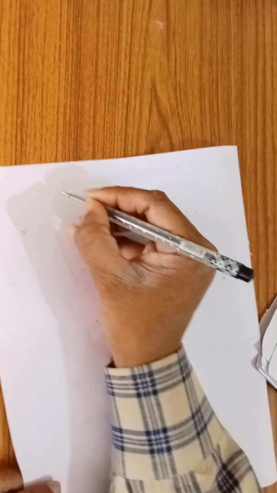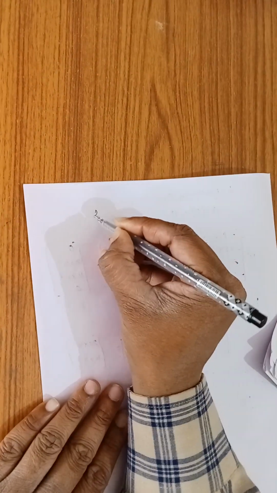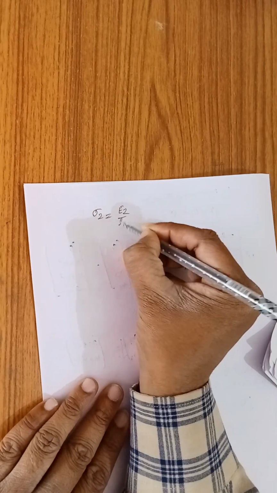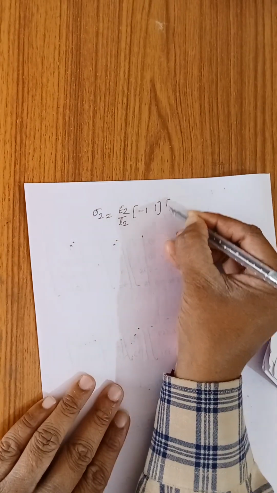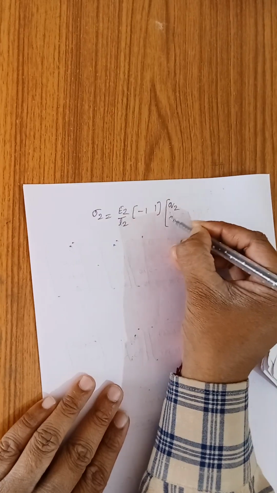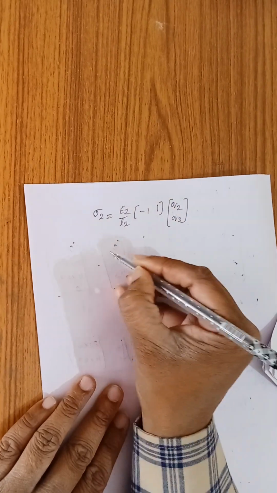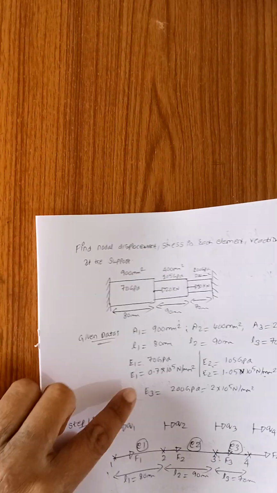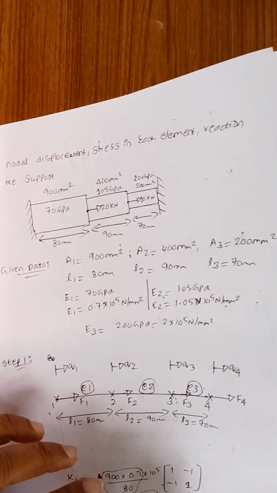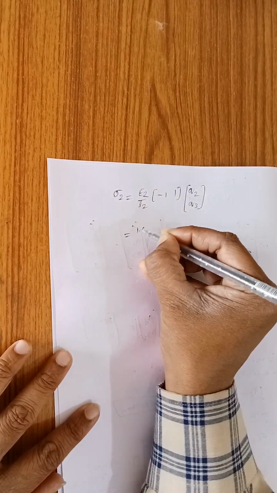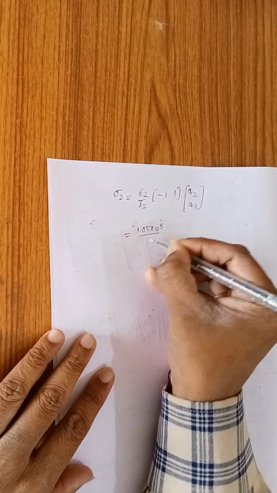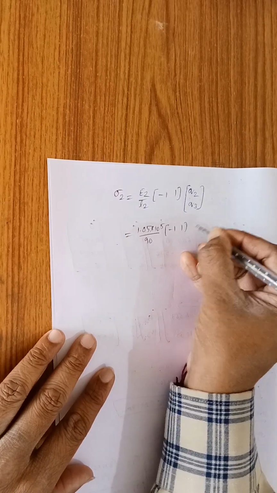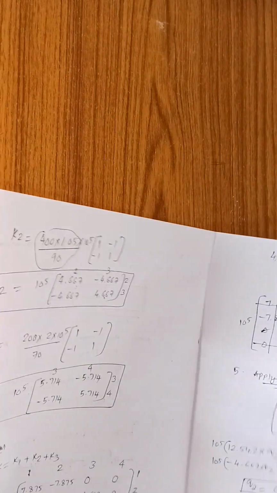Now let me try to find out stress in element 2. Stress in element 2 is given as sigma 2. So sigma 2 is nothing but E2 divided by L2 times minus 1 and 1, and for element 2 it will be Q2 and Q3. So E2 is found to be 1.05 into 10 raised to 5, and L2 is 90, minus 1 and 1, and Q2 and Q3. Let's try to find out Q2 and Q3.